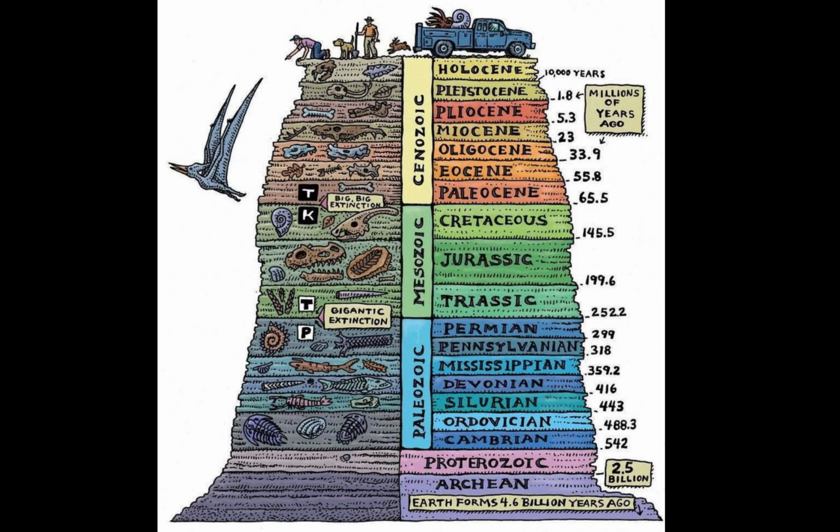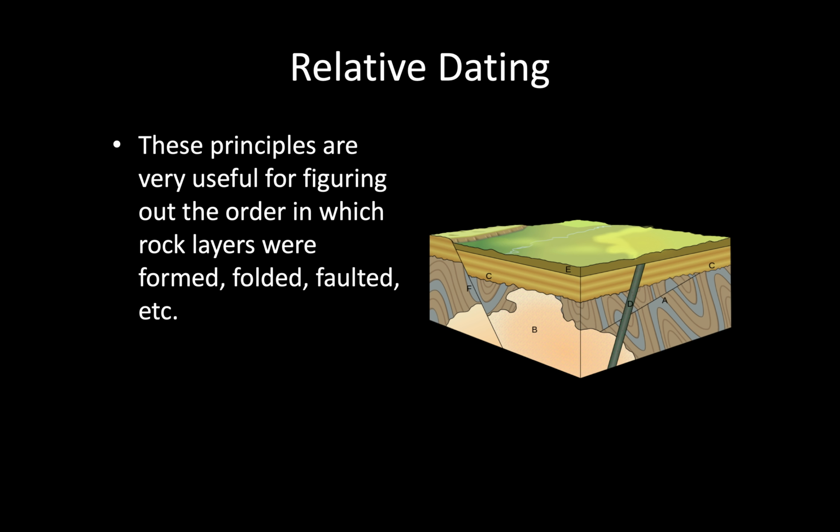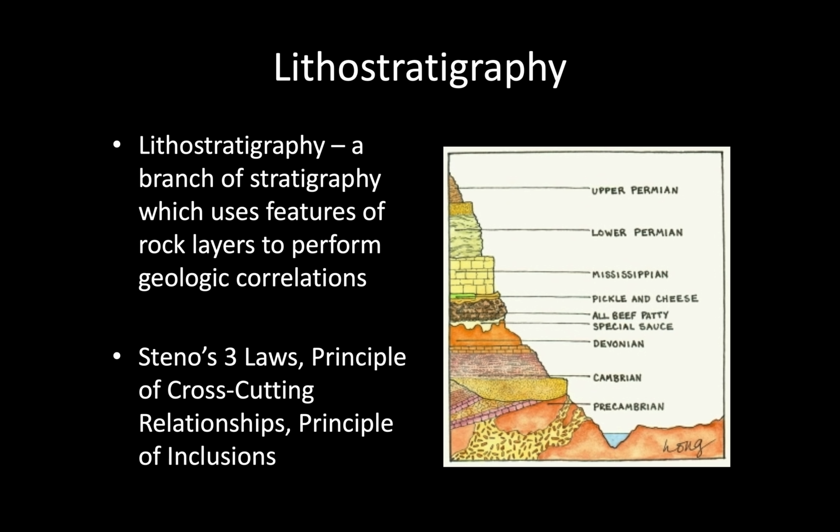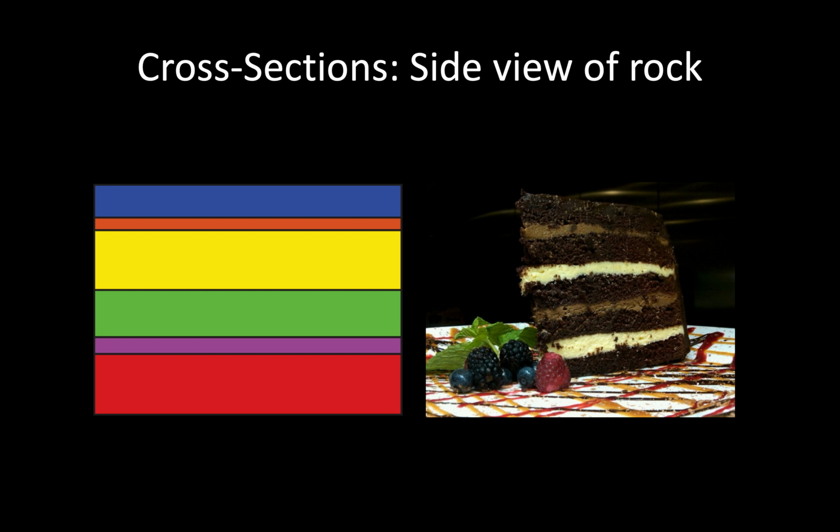You'd be correct. All right, so again, to sum this up, these principles are going to be really useful for us figuring out the order in which rock layers were formed. This brings us to lithostratigraphy. Stratigraphy means layers, litho means rock. So now we're going to be studying the rock layers to understand ages, using Steno's principles and Hutton's and everybody else's. So to do this, we're going to be looking at cross sections of rock.